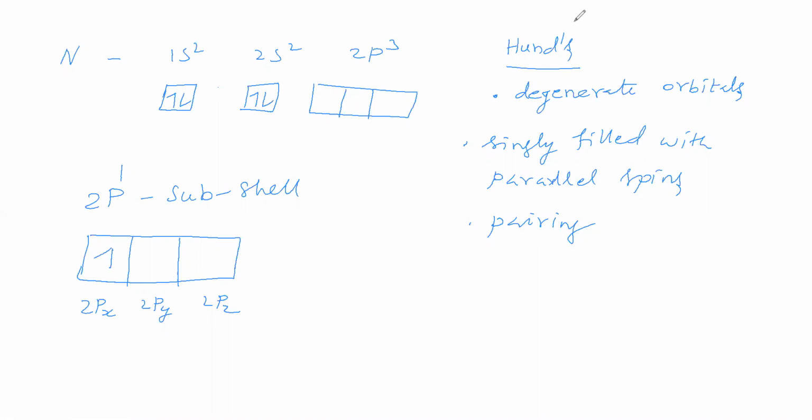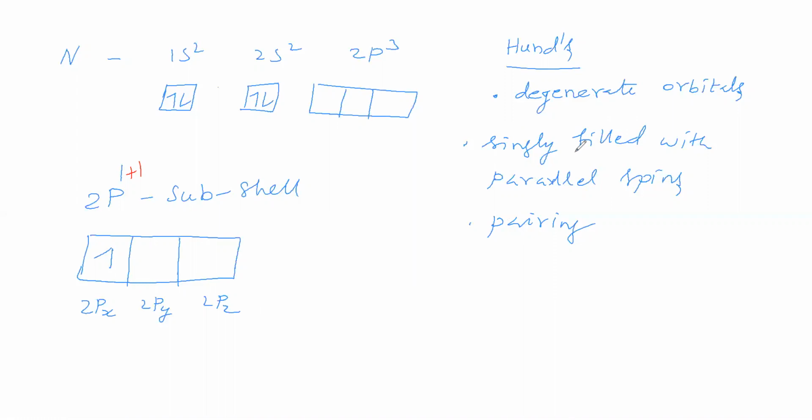So now we will consider this 2p subshell is having another electron. Now 2p subshell is having 2 electrons. First electron we have given in 2px orbital. Now where to give the second electron? Hund's rule says: singly fill with parallel spins in all the available degenerate orbitals, then go for pairing. So as per Hund's rule, singly filled first, then only pairing.